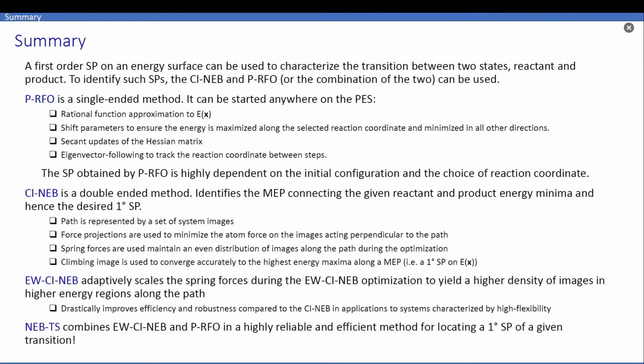So, to summarize what we've discussed so far, a first-order saddle point on an energy surface can be used to characterize the transition or reaction between two states, the reactant and product states. To identify such saddle points, the clamping image NEB and the PRFO method, or the combination of the two, can be used. PRFO is a single-ended method. It can be started anywhere on the potential energy surface.